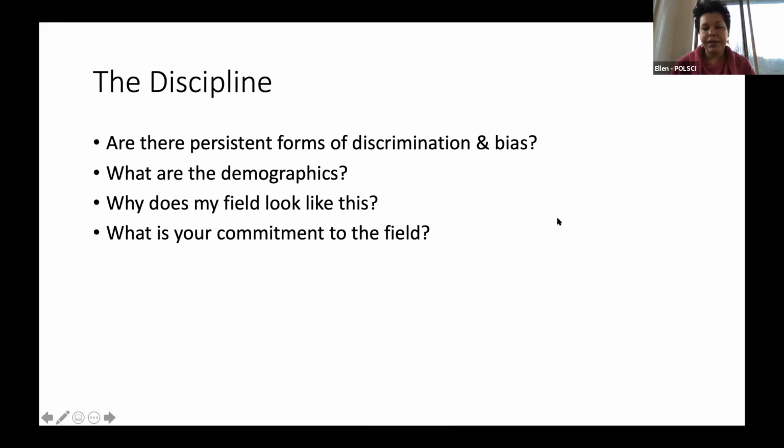So learn the demographics, learn what your field actually looks like in terms of representation, and that really gives you the vocabulary and the knowledge to navigate questions regarding your commitment to the field.